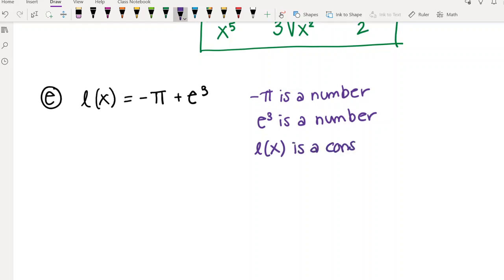It's a function that is just a horizontal line at a height which happens to be the height of negative pi plus e cubed. And you could type that into a calculator and see a decimal approximation of what number that is if you're curious. But for our purposes, all we have to know is that it's a number. So what is the derivative of a constant function? It's just 0.